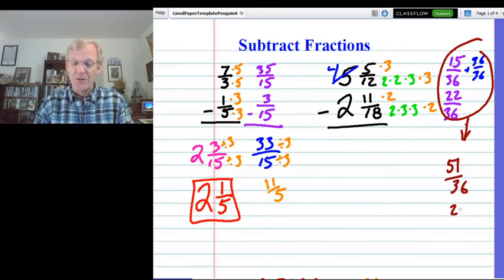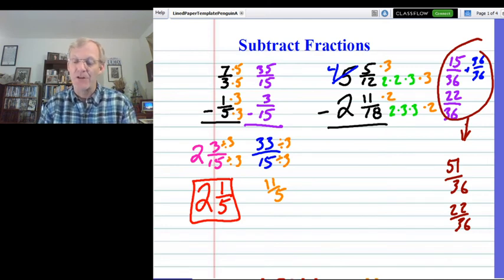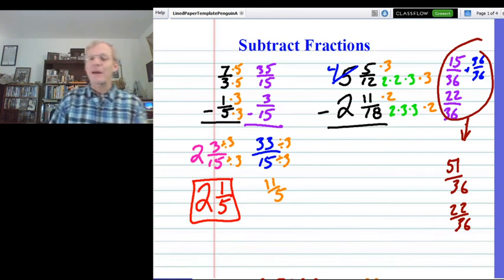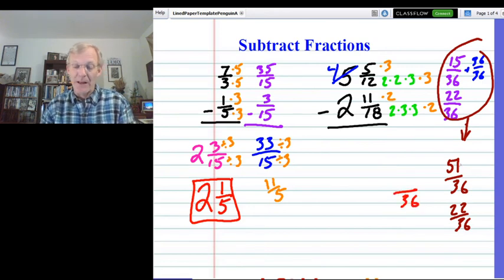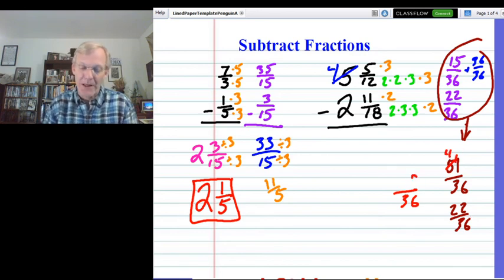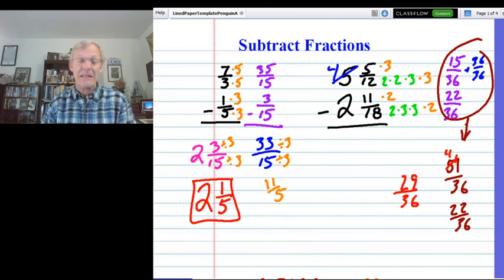Down here, we still have 22/36. So now we can do that subtraction. And now we can figure out, okay, what's 51 minus 22? We know it's going to be over, let's go red, we know it's going to be over 36, right? Here, 11, 1 minus, we have to borrow again, right? There's that same idea of borrowing. So borrow from that, make that 11. 11 minus 2 is going to be 9. 4 minus 2 is going to be 2. And we have 29/36.